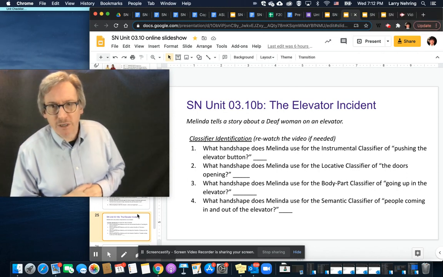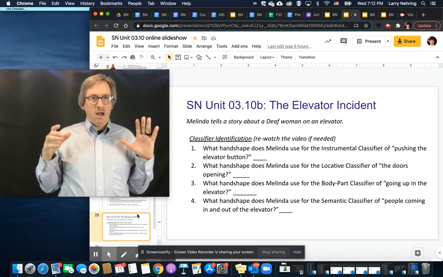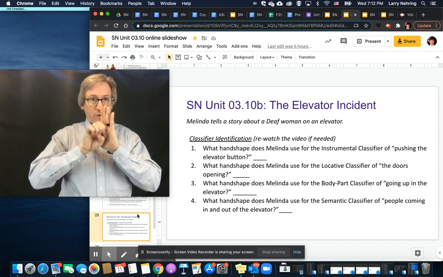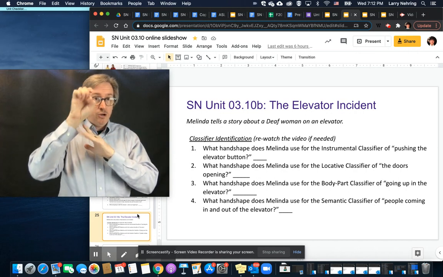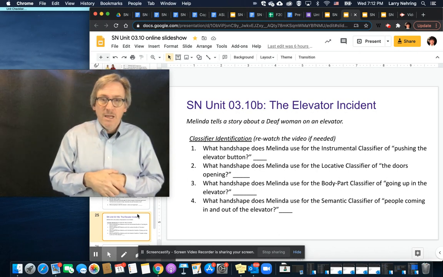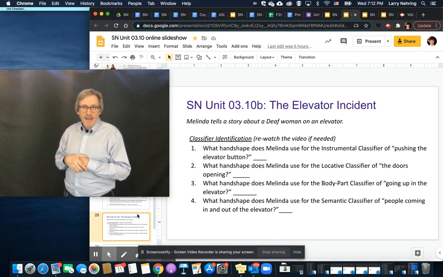The body part classifier is where some piece of what you set up moves. So it could be an elevator going up, it could be a door opening, right?